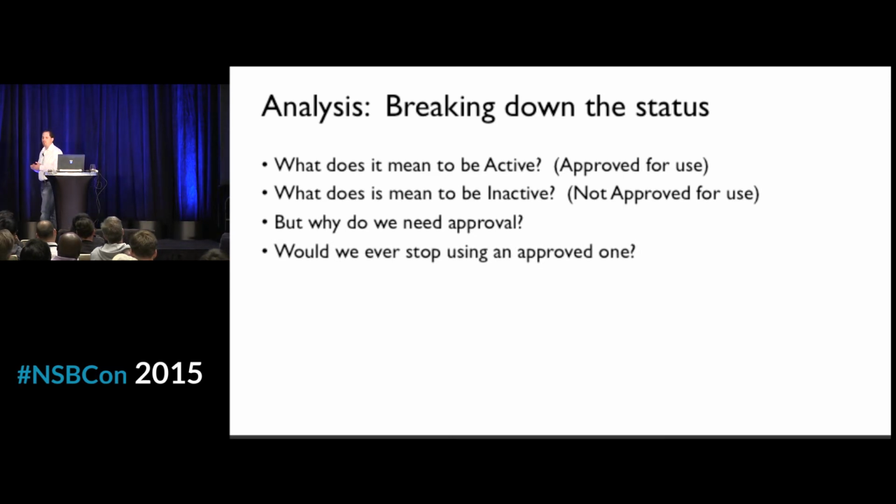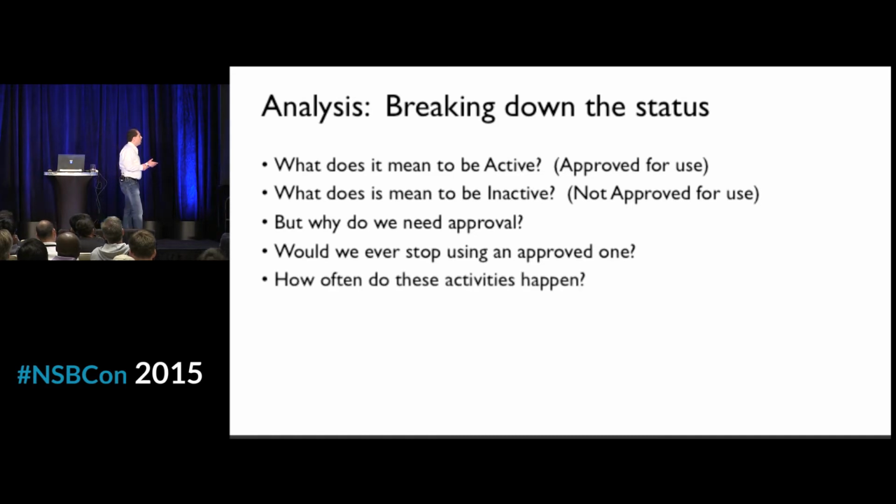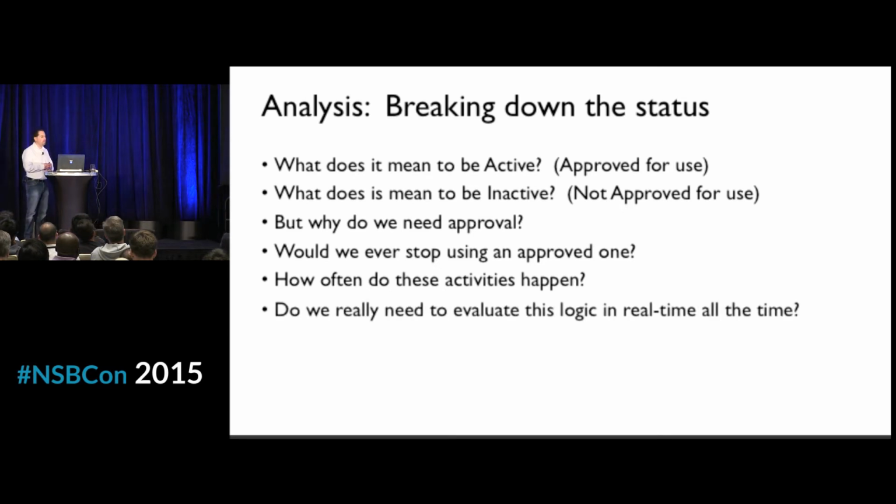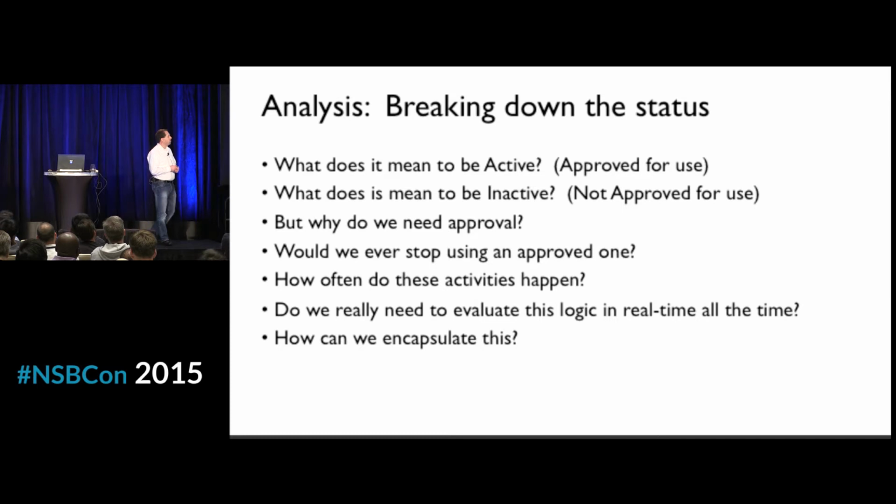Would we ever stop using an approved one? We might, if it turned out to be an ineffective way of managing supplies, or if something happened in the trial where we radically wanted to change how we're managing supplies. How often do these activities happen? Turns out not that frequent, because more often than not, we're making minor adjustments to supply strategies to better align with reality and what's actually happening in the study. So quite infrequent, actually. Do we really need to evaluate this logic in real time all the time, every time we're running a forecast? How can we better encapsulate this?